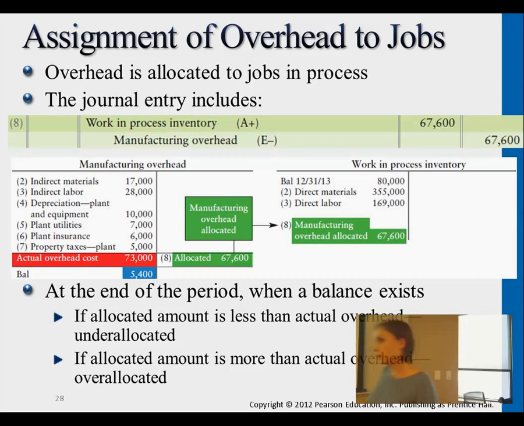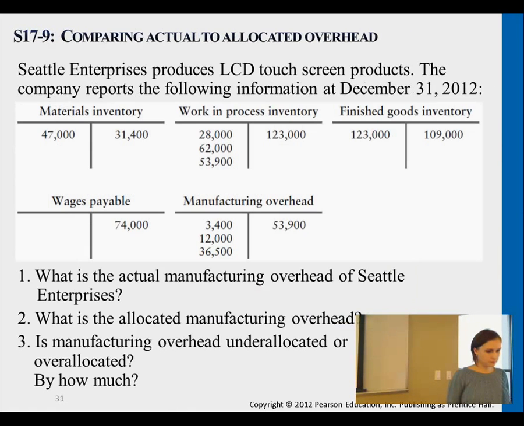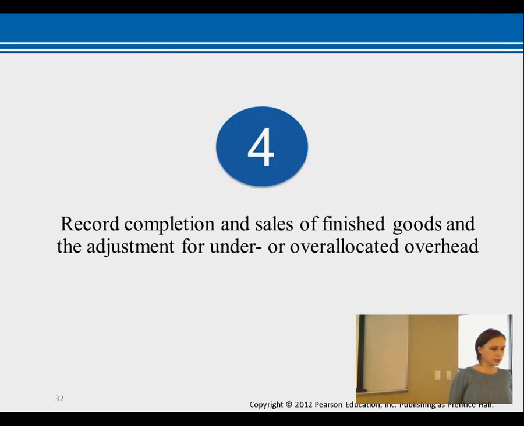I think there is more on that in the book. If it's not clear, we're going to go over this again and again. So ask me questions if it's still not clear. All right.